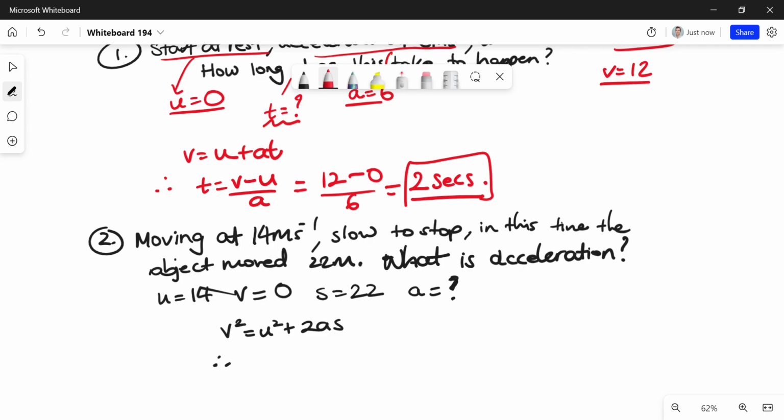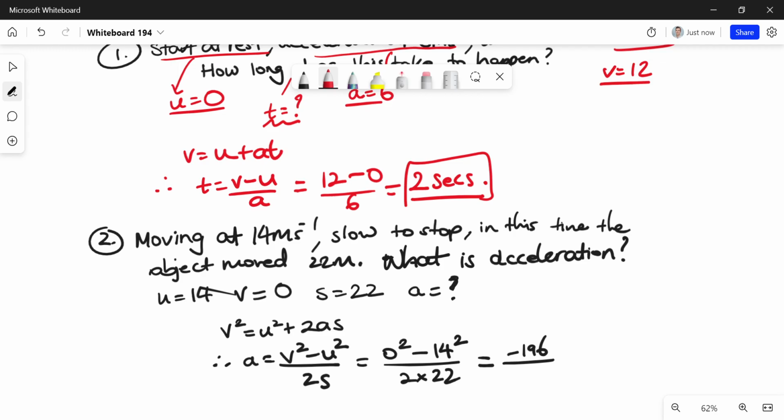So I need to rearrange it, and when I do that, I'm going to get A equals V squared take U squared over 2S. That's because 2AS is being added to U squared, so the opposite is to take away U squared, and A is being multiplied by 2S, so therefore we will divide by 2S, and that's why it's appearing on the bottom. V squared is 0 squared, U squared is 14 squared, and 2 times S is 2 times 22. That's going to give me negative 196 divided by 44, which gives me negative 4.45 meters per second per second.